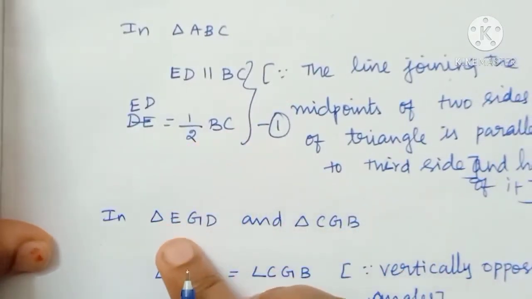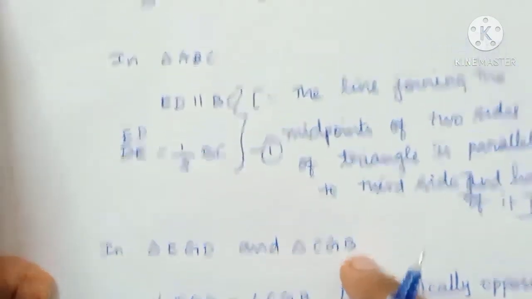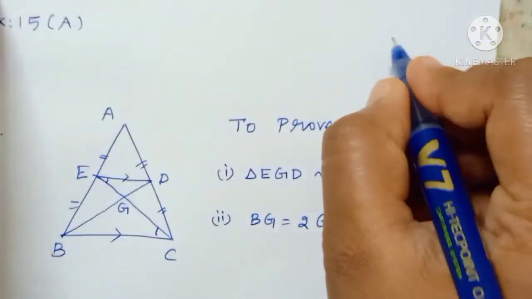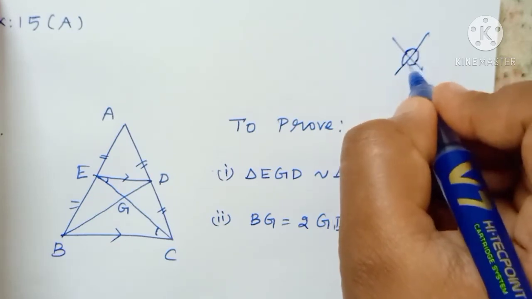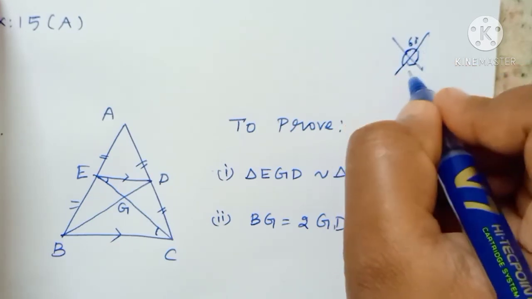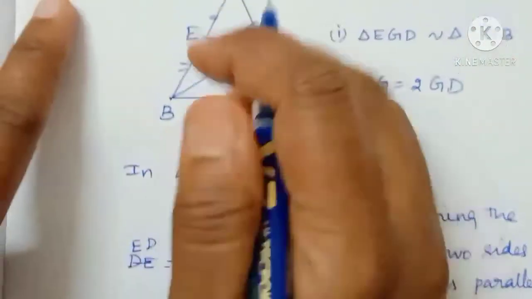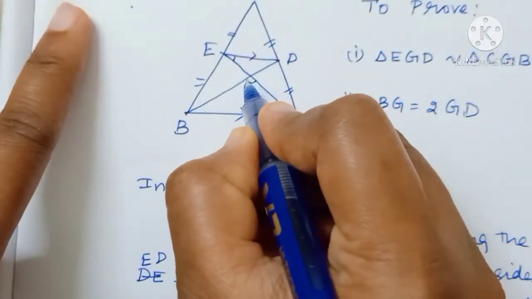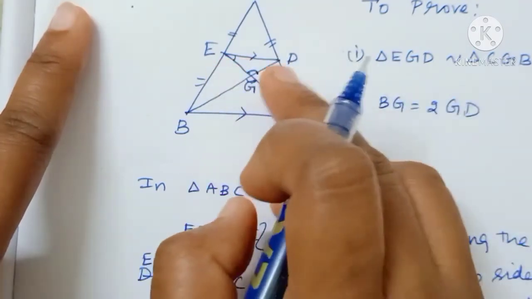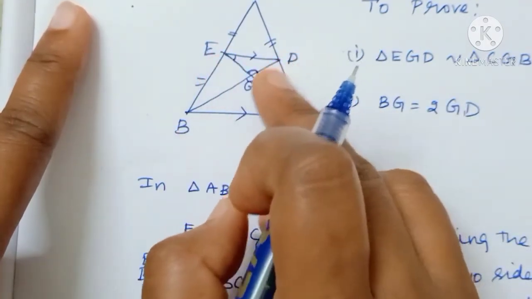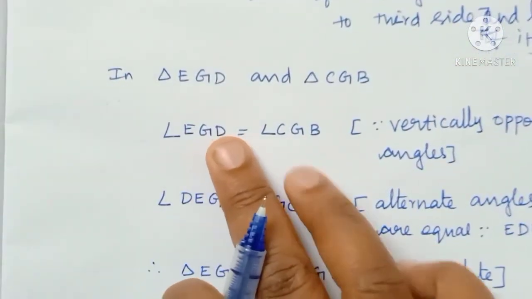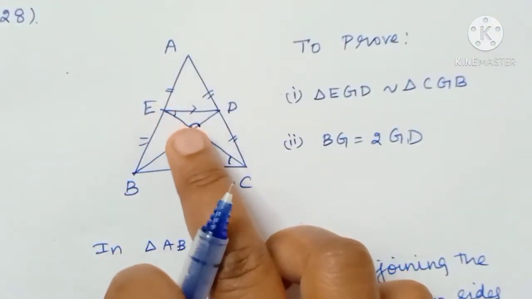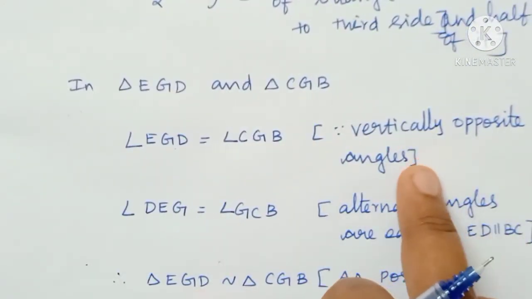You can consider these two triangles, triangle EGD and triangle CGB. If these two lines are intersecting, these two angles are vertically opposite angles, and vertically opposite angles are always equal. If this is 60, this is also 60 degree. The same way, these two angles are vertically opposite angles. So in triangle DGE, angle EGD is equal to angle CGB. The reason is vertically opposite angles are equal.